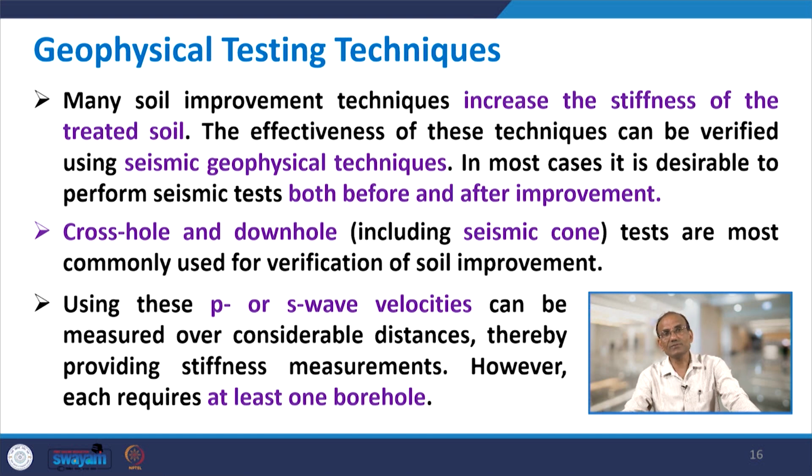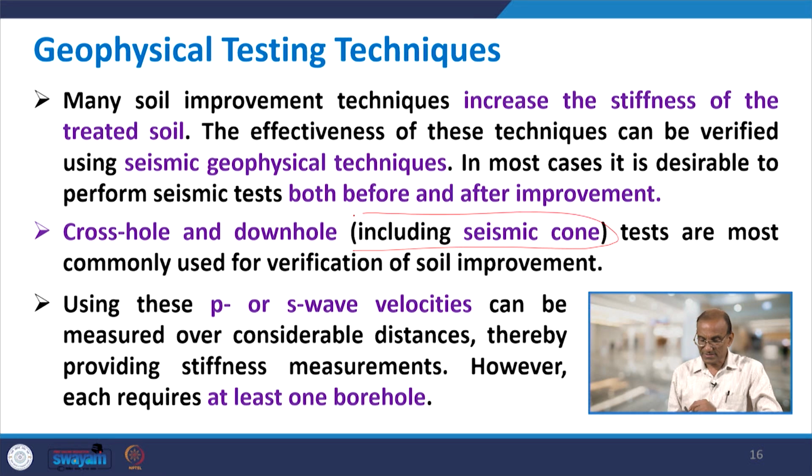So, the same test needs to be performed: what was the condition before the improvement and what was the condition after the improvement? For example, some of the tests used are called cross-hole and downhole, and when we talk about these cross-hole and downhole tests, including seismic cones, we already discussed them in detail when we discussed dynamic soil properties. They are most commonly used for verification of soil improvement.